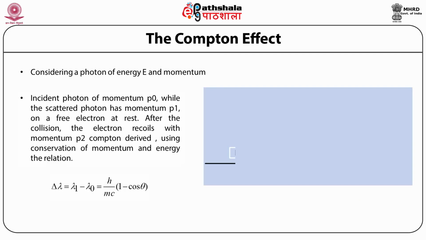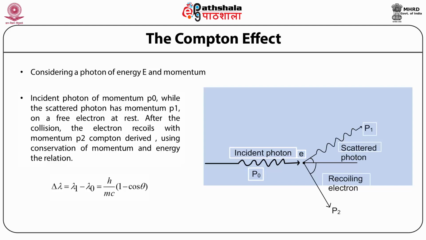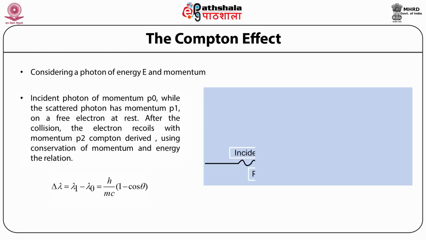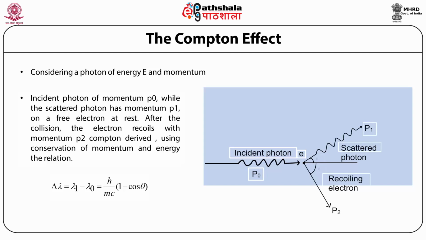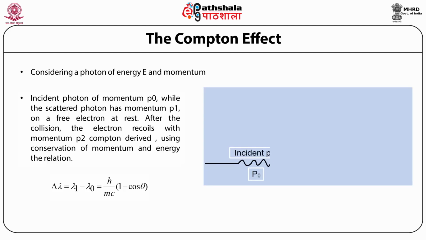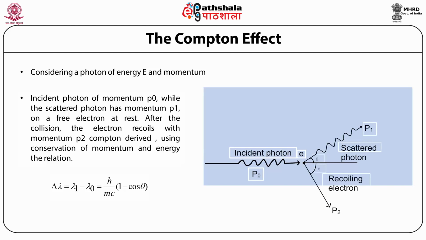Also, this relation comes out to be positive because h, the mass, and the speed of light c, where h is the Planck's constant, all these three terms are positive, and the maximum value that cos theta can take is 1. Thus, since the change in wavelength can at best be 0 or is generally positive, the energy of the scattered photon will always be less than the energy of the incident photon, because part of that energy is transferred to the electron, which starts moving.